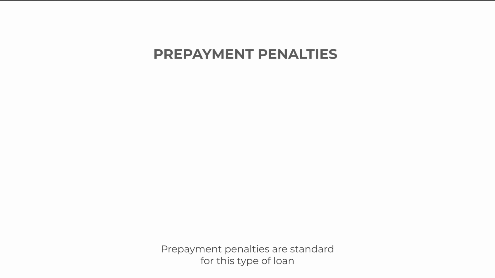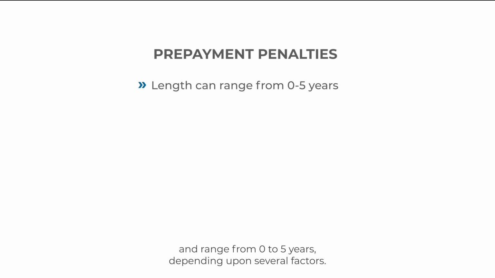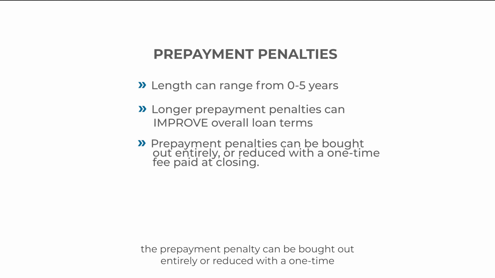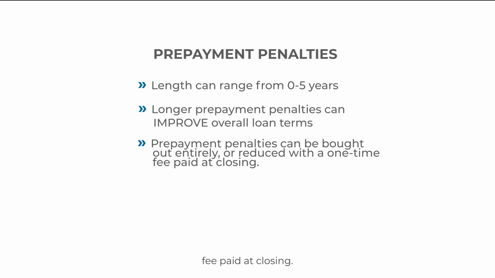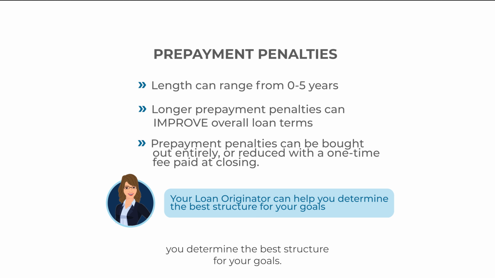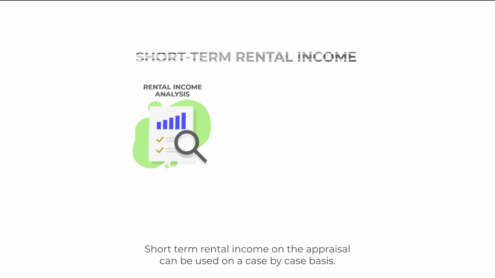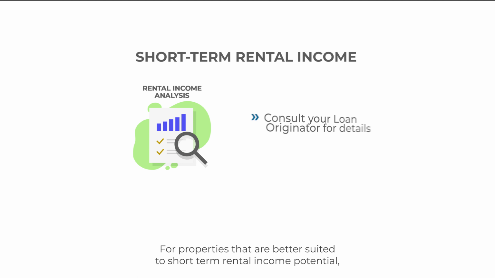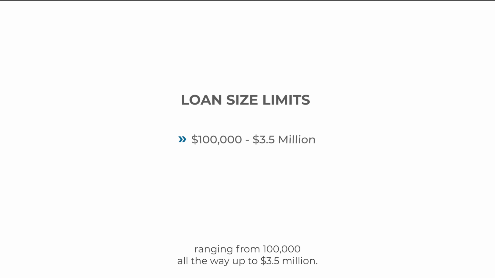Prepayment penalties are standard for this type of loan and range from 0 to 5 years depending upon several factors. Longer prepayment penalties can improve the overall terms of the loan, and if desired, the prepayment penalty can be bought out entirely or reduced with a one-time fee paid at closing. Your loan originator can help you determine the best structure for your goals. Short-term rental income on the appraisal can be used on a case-by-case basis for properties that are better suited to short-term rental income potential. You can close in the name of your LLC or other entity, and we offer loan sizes ranging from $100,000 all the way up to $3.5 million.